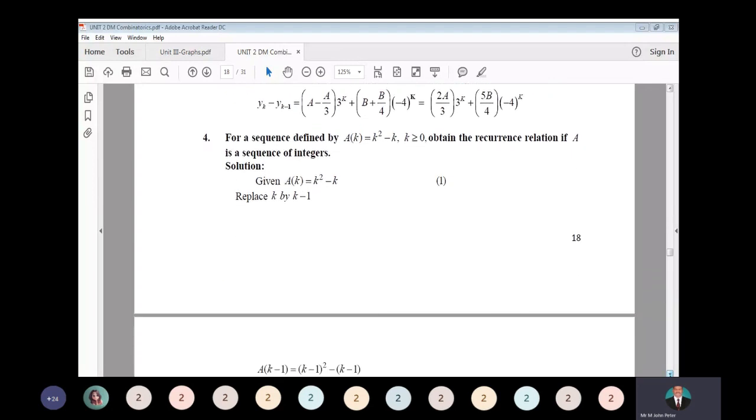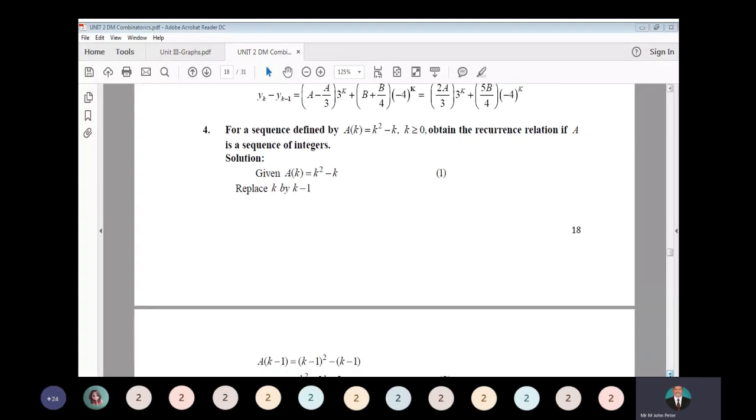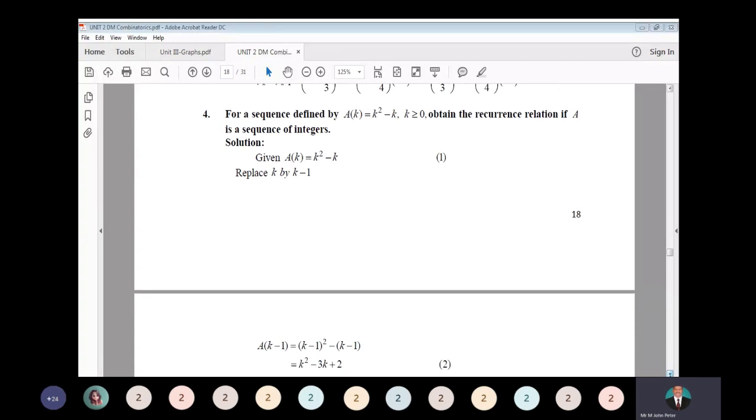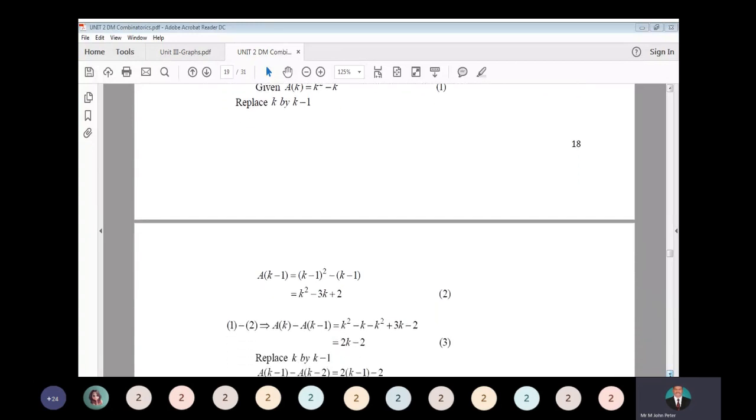For a sequence defined by a of k equal to k square minus k, where k greater than 0, obtain the recurrence relation if a is a sequence of integers. Given a of k equal to k square minus k, replace k by k minus 1. So you will get a of k minus 1 as (k minus 1) whole square minus (k minus 1). That is expanded, you will get k square minus 3k plus 2.